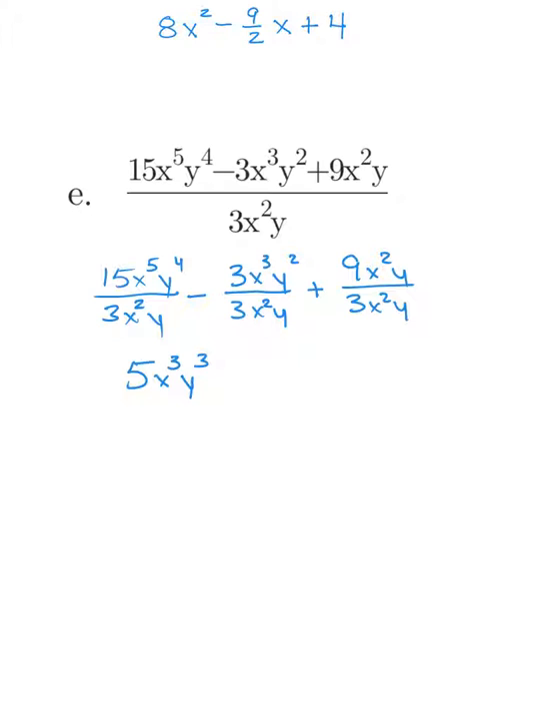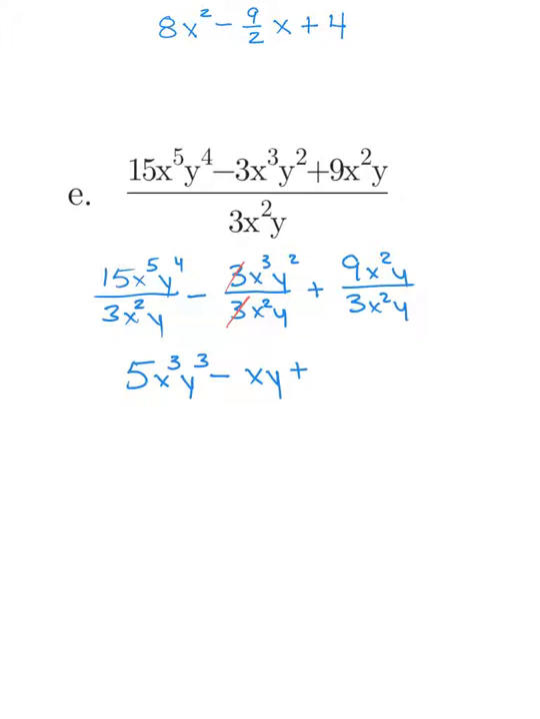Let's move to the second one. So the second one, my 3's cancel, so we don't have to worry about that. X cubed divided by x squared should leave us with just x. And y squared divided by y is just y. We're done with the second term, so let's move on to the last term.